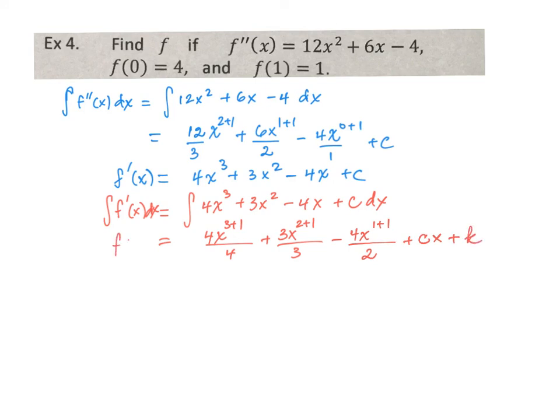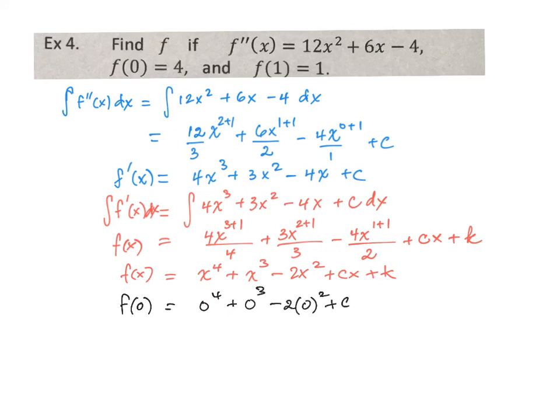And that is f of x. Now we simplify. F of x equals x⁴ plus x³ minus 2x² plus cx plus k. Next, to get c and k, we need to use the initial conditions given. F of 0 equals 0⁴ plus 0³ minus 2 times 0² plus c times 0 plus k equals 4. So we know k equals 4, and that is the value for k.